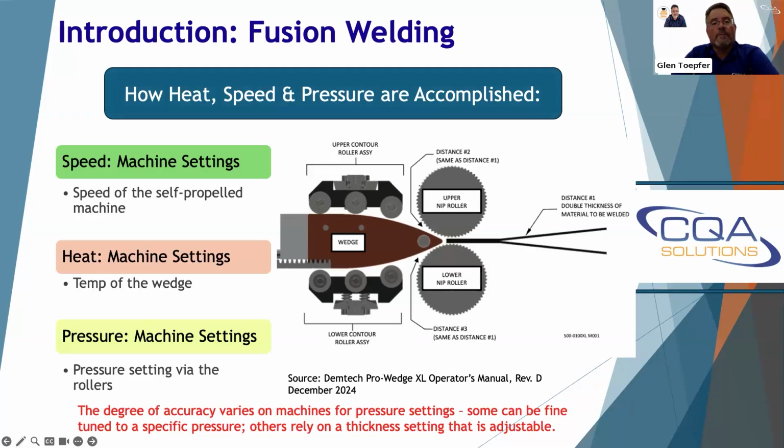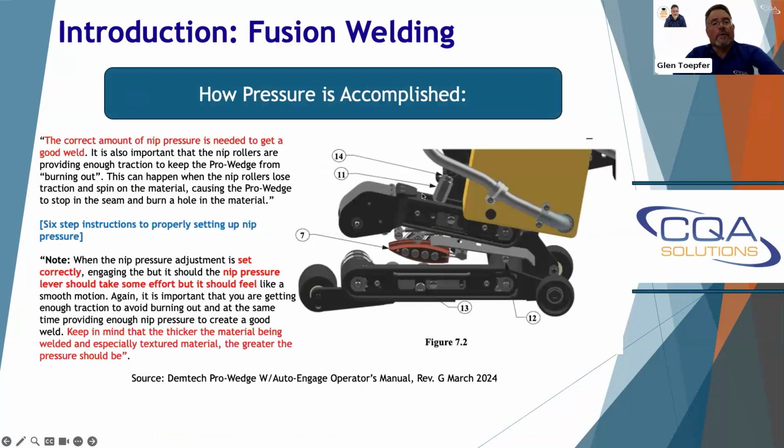Your nip rollers have to be set up based on the thickness of the sheet, and same thing with another one of their models. It's the thickness of the sheet, and you get into the instruction manual, and they say, quote, the correct amount of nip pressure is needed to get a good weld. And it goes on, and then it gives six step instructions about adjusting based on the sheet thickness and such. And then you get into a final note, and it says when pressure adjustment is set up correctly, it should engage and should take some effort, but it should feel like a smooth motion.